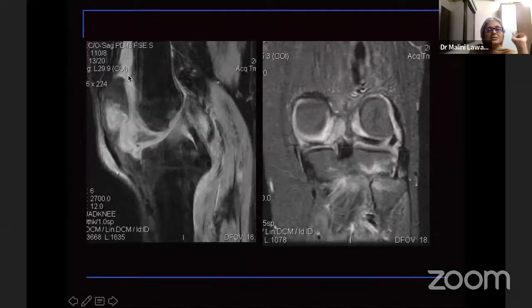So this is how synovial thickening looks. If you realize, normal fluid, the cases you saw, looked very bright. But here, can you see this intermediate signal intensity? So this is diffuse synovial thickening. And here, notice how that is extending into the inferior patella.